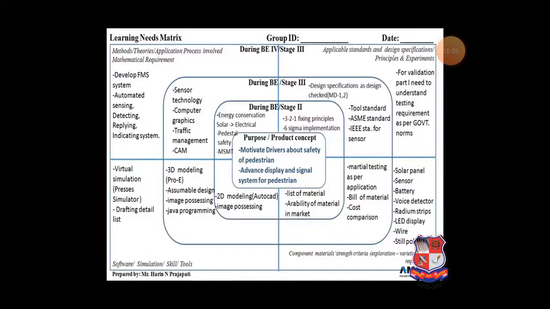So the learning matrix is particularly one goal, in which direction we have to utilize our learning to identify a problem or solve the problem. So this gives one direction regarding one theoretical part, one virtual part, one standardization part, and one is particularly the selection of the material.